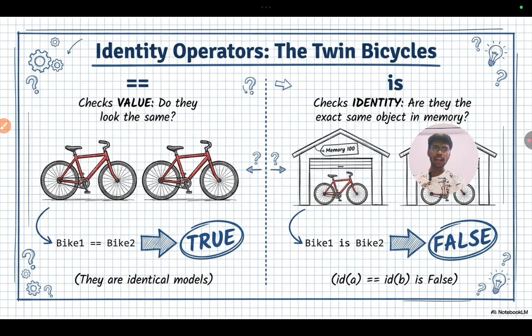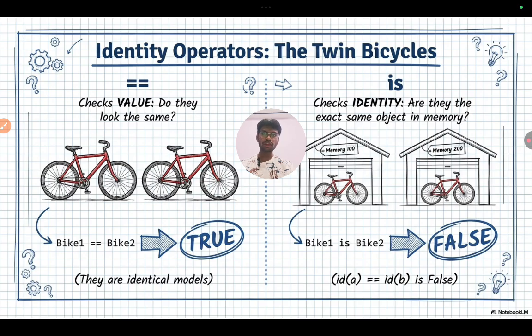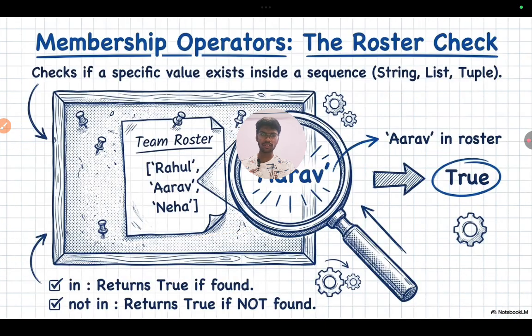And yes, identity operators: we will be studying the is operator and the is not operator. Is is used just to compare identity, meaning the memory location. But equality means whether the values are the same or not, right? So bike 1 equal to bike 2, it is the same thing. Does it look the same? Yes, but bike 1 is bike 2 is false because the ID, the memory location, is different. Like here one is in memory 100, the other is in memory 200.